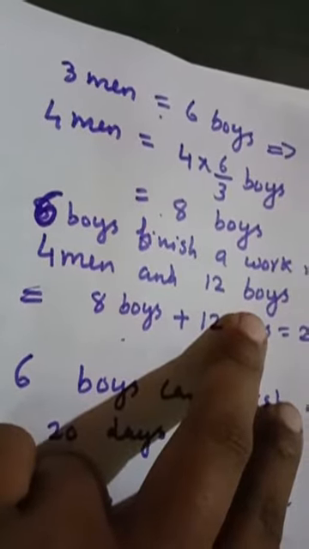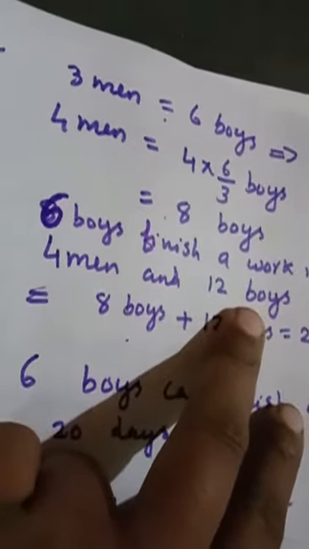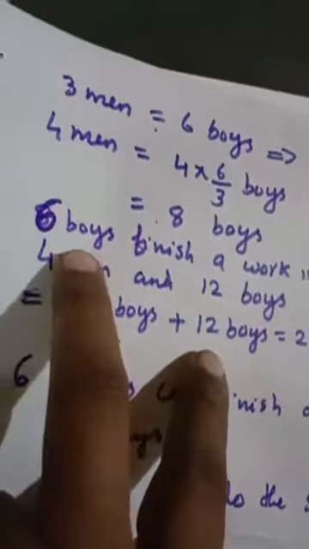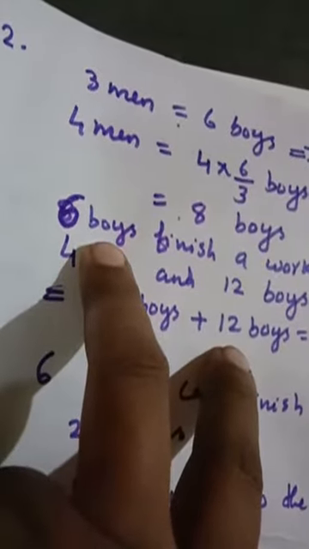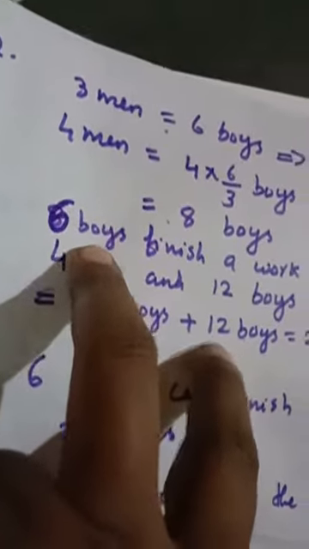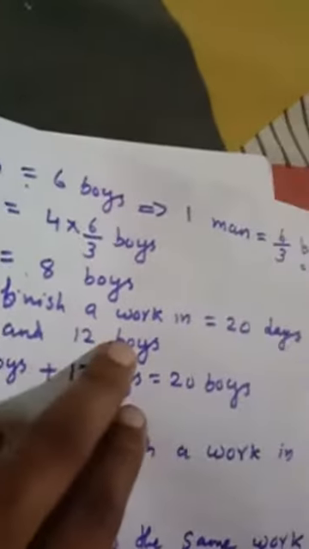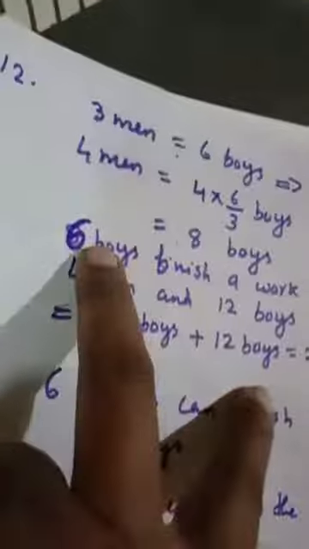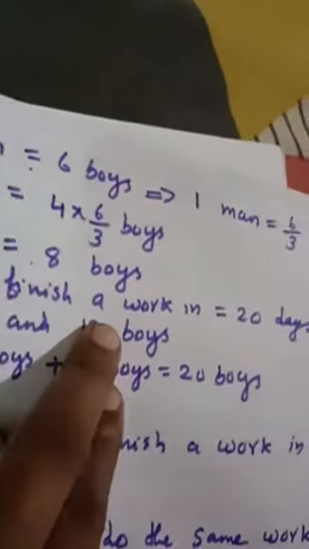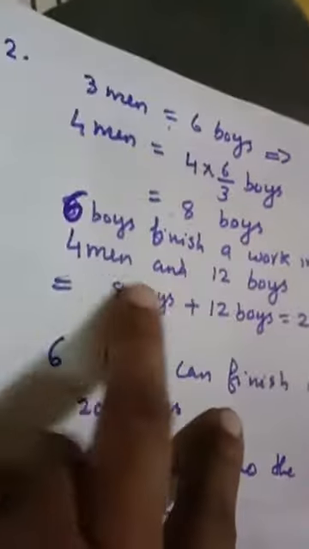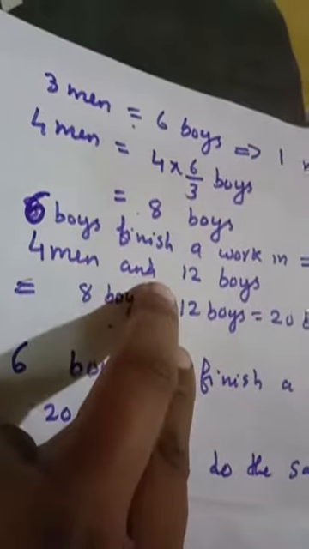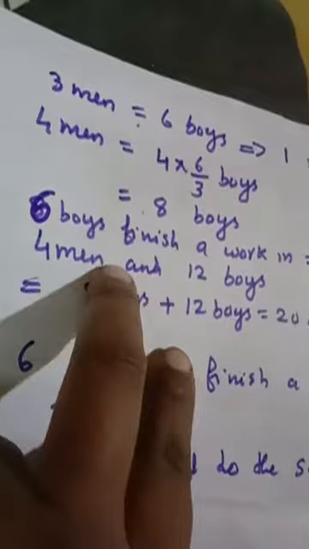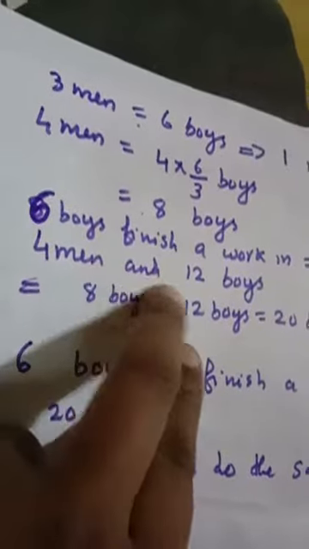We want to find in any one method, either boy or man. In the question it is given that 3 men or 6 boys finish a work in 20 days. So we can take 6 boys finish a work in 20 days. Now 4 men and 12 boys together, so we want to add. How long will they take to complete the work?